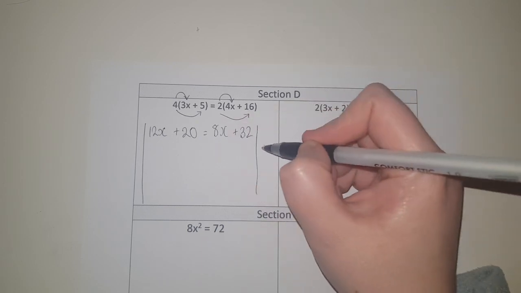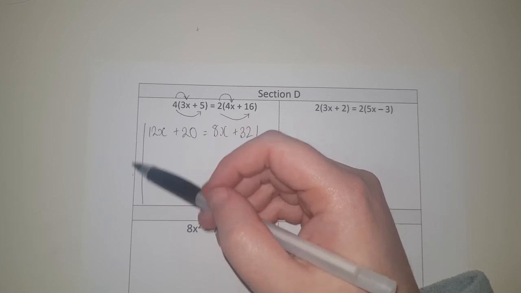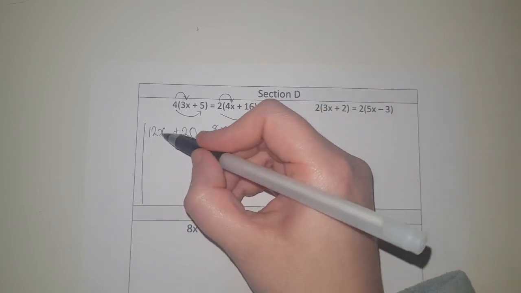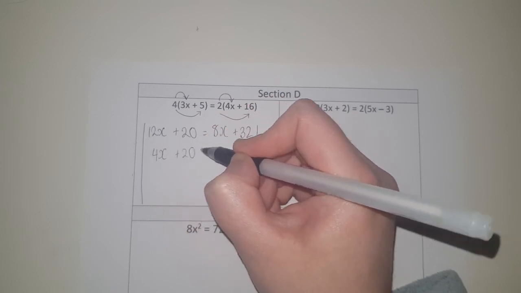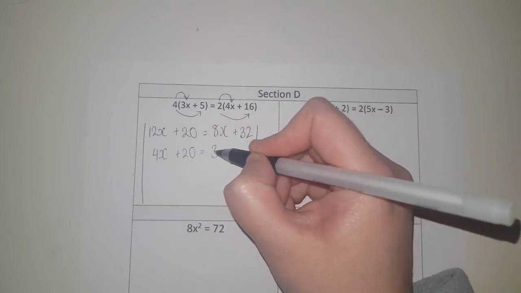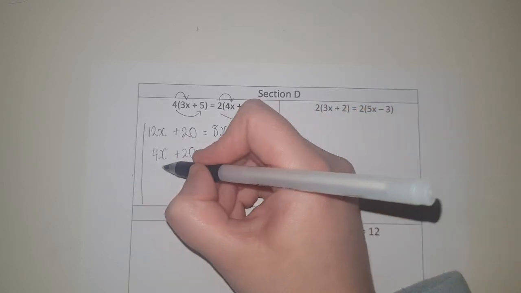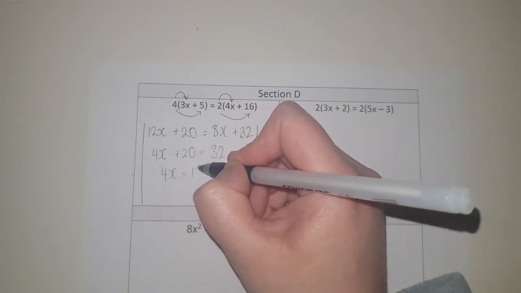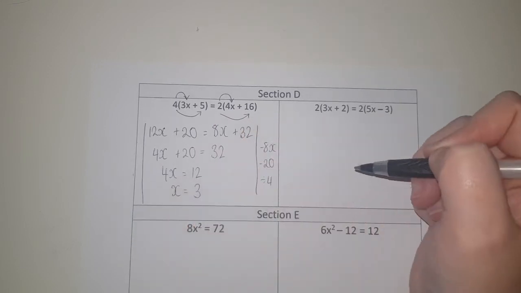So again, smallest goes first. So we're going to subtract 8x. Okay, I'm not going to write it on this side just because I made my line a bit too close. So 12x subtract 8x is 4x. I've still got the plus 20. If I subtract the 8x, I've just got 32 left. Then we're going to subtract 20. So I get 4x equals 12, and then you're going to divide by 4. You get x equals 3.